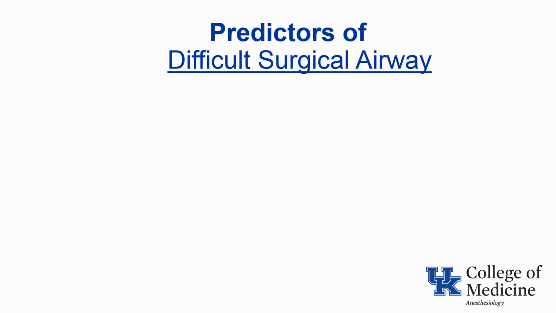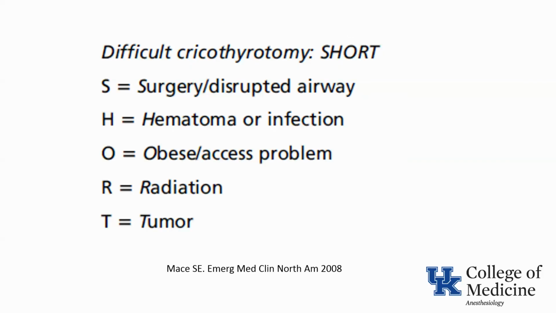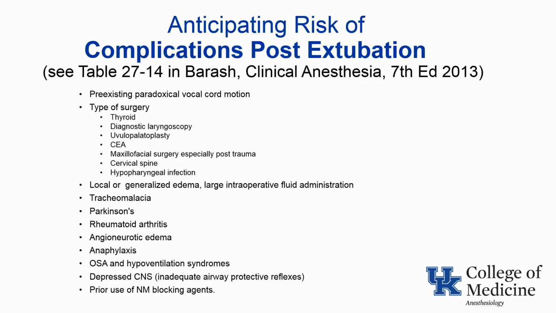So our last ditch, of course, is a surgical airway, but again, this doesn't always work. And so one must consider predictors of difficult surgical airway, and this so-called short list is one that one should consider. If they have a disrupted airway, if they have a hematoma or infection, if they're obese, if they've had previous radiation, and if they have tumors.